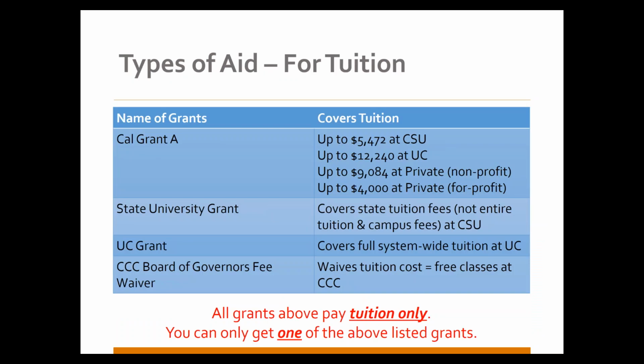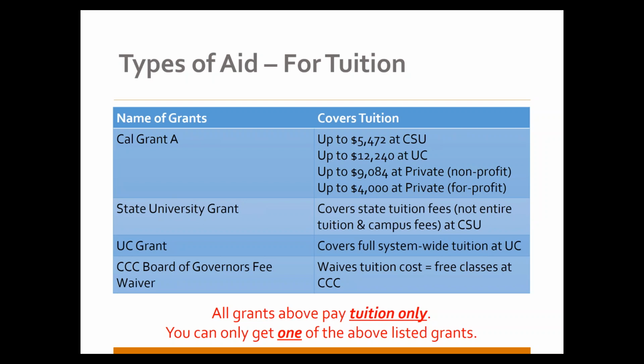Then this breaks down to the types of aid that cover tuition for our foster youth and homeless students. So we have the Cal Grant A, which we'll go into more detail on a couple of slides later. So the Cal Grant A is strictly a tuition paying grant. And on here you see what the CSU offers, and this is annual, these are yearly amounts that are offered. And we have the UC amounts as well as the private for nonprofit and the private for-profit.